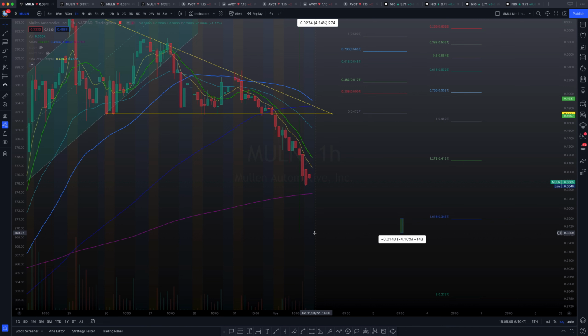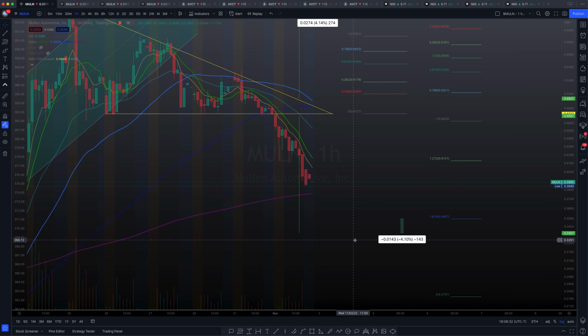33 cents. And in doing so, we could actually use the 1.618 as a form of support if it is to bounce quickly. So if we do bounce and recover quickly, we can potentially use the 1.618 as a form of support. Now, inversely, we can also use the 1.618 as a form of resistance.